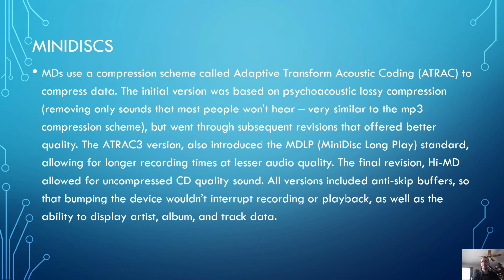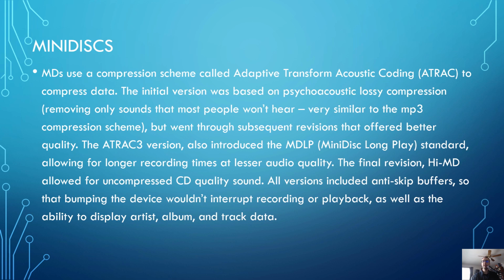The initial version was based on what's called psychoacoustic lossy compression, which is just a fancy way of saying it removes sounds that most people wouldn't hear, similar to the MP3, but slightly better quality. But this went through revisions that resulted in better quality, with the ATRAC 3 version also coming out with the MDLP, or mini disc long play standard, allowing for longer recording times at lesser audio quality. Then the final revision, High MD, allowed for uncompressed CD quality sound on mini discs.